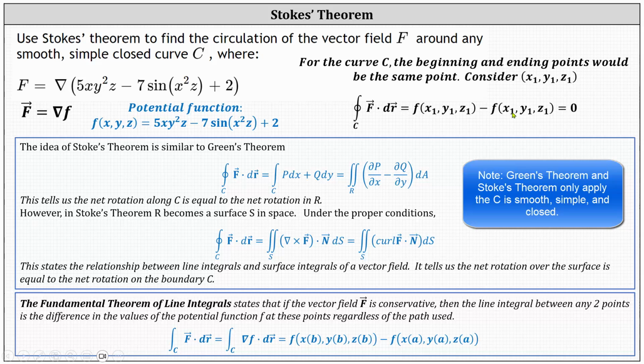And we talked about this earlier. For any conservative vector field, if the curve C is smooth, simple, and closed, the line integral along the curve C of F dot dr will always be 0. So to answer the question, the circulation of the vector field around any smooth, simple, closed curve C is 0.